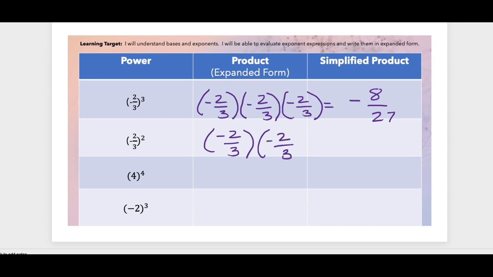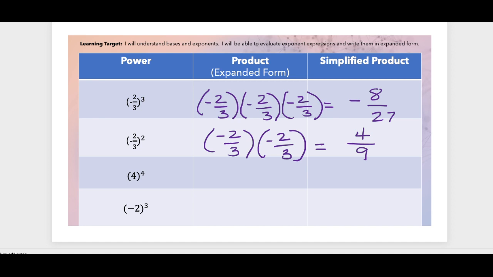On this next one, I am once again multiplying my base number of -2/3, but I'm squaring it, or my exponent is a 2, which is even. So my simplified product will be a positive number. 2 times 2 is 4, and 3 times 3 is 9. So my simplified product is 4/9.